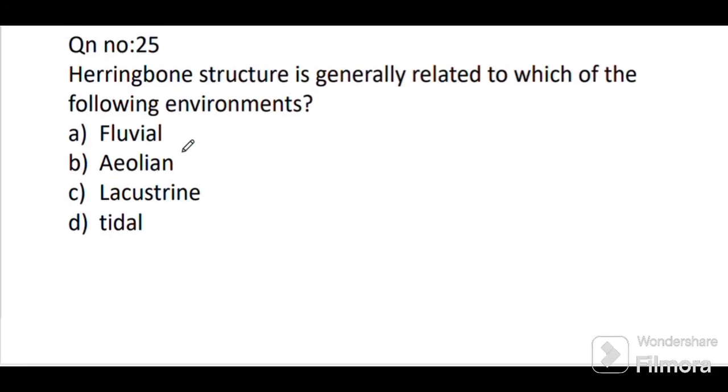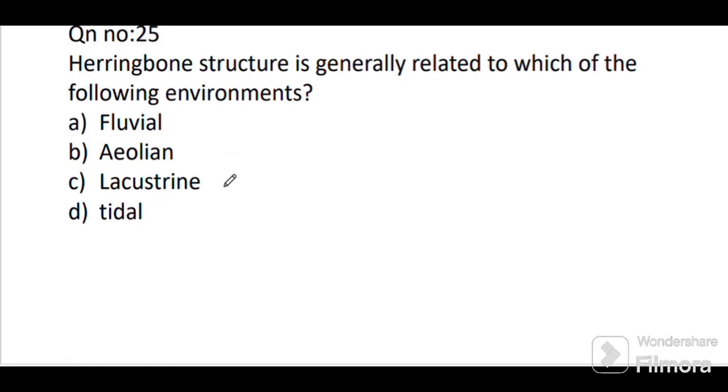Next question. Herringbone structure is generally related to which of the following environments? Herringbone structure is related to tidal environment. So, the answer is option B, tidal.